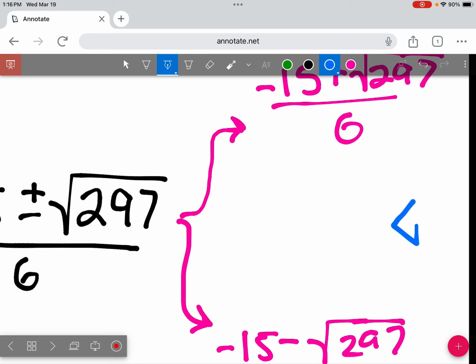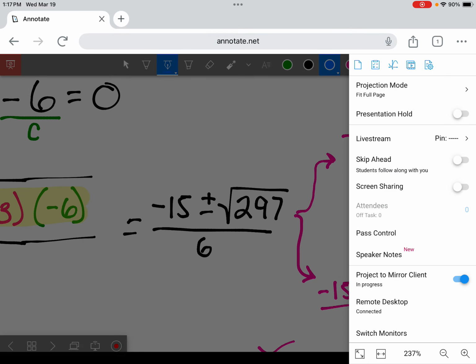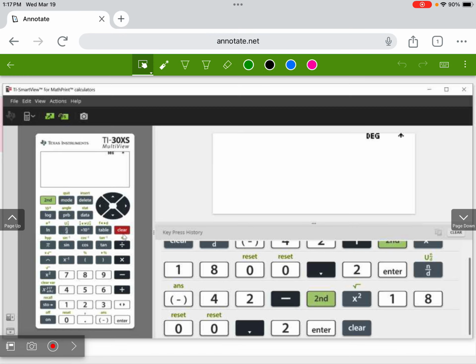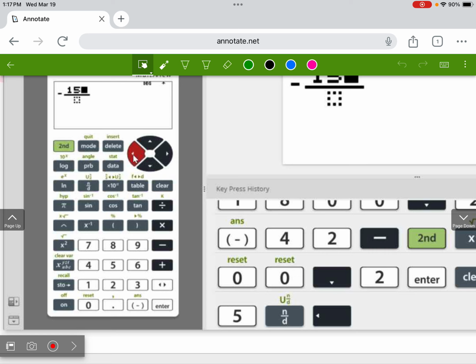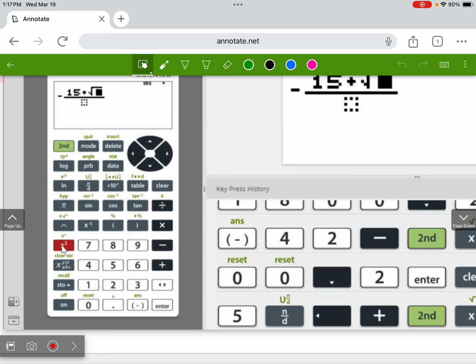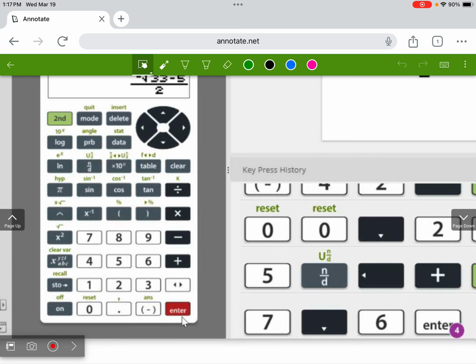And those that are not participating today are not going to know this. We hit this button. There is a button just above the enter key that looks like 2 arrows. Because if I type in on here my minus 15 plus that square root of 297 divided by 6, it's going to give us this. And no matter how many times I hit enter, it's going to give me that.